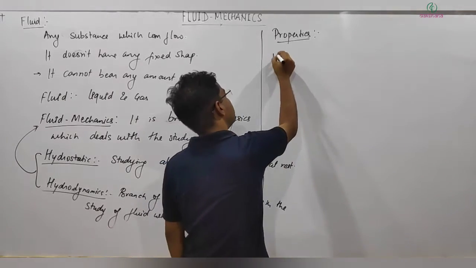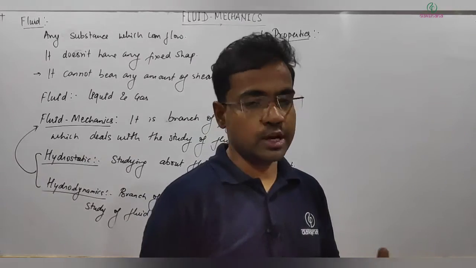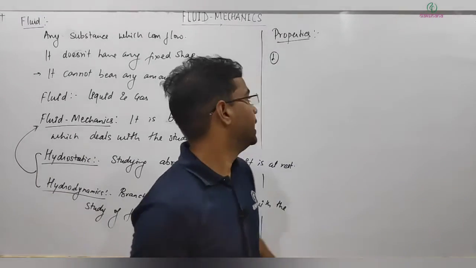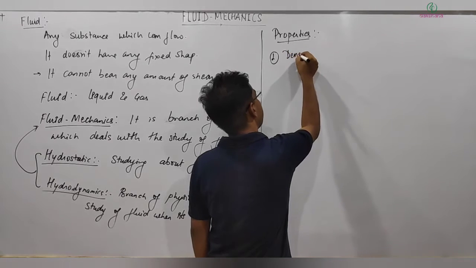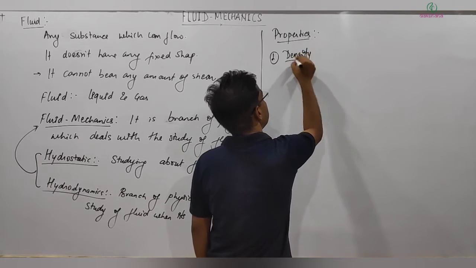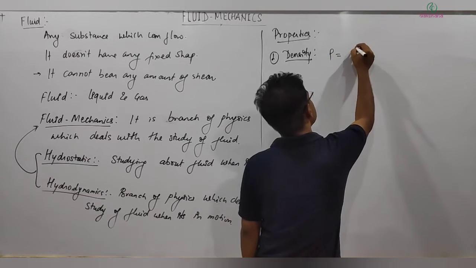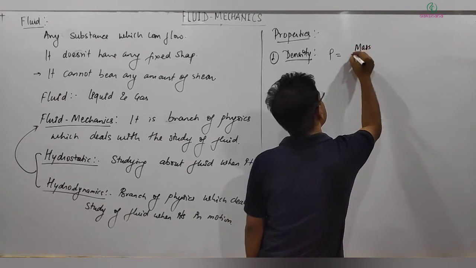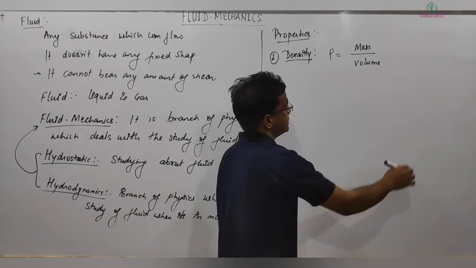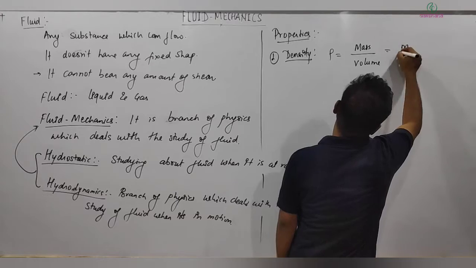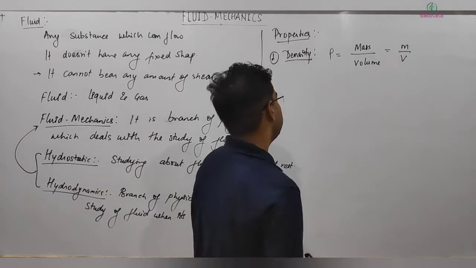So one term is mass, that we already understand, the amount of substance. Volume is how much space it is occupying. More than that, the important thing is density. Density of fluid is denoted by the letter rho, and it is equal to mass divided by the volume it is occupying, that is, m divided by V. This is termed as density of fluid.